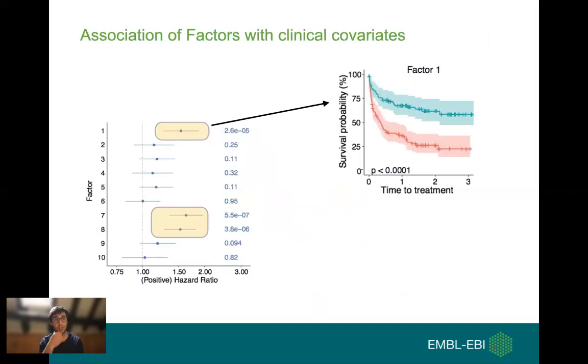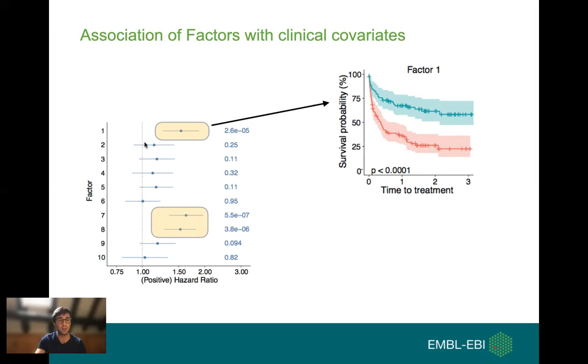All right. Next thing we can do is, if we have clinical covariates, which we tend to have when we are profiling patient cohorts, we can try to associate those factors with the clinical covariates. And in that case, the covariate we had was called time to treatment. It doesn't matter. And when we perform that correlation, you see that it strongly correlates with factor 1, as we expected.